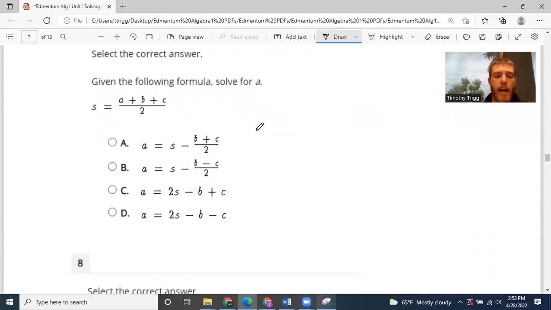Here we want to solve for A. This one's a bit tricky, but we can do it. My first step, I noticed that this entire right side is divided by 2. So I'm going to go ahead and multiply by 2 to cancel that, multiplying the left side by 2 to keep it equal. So I have 2s equals A plus B plus C.